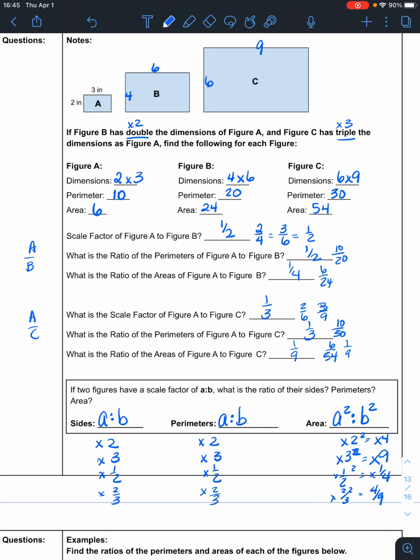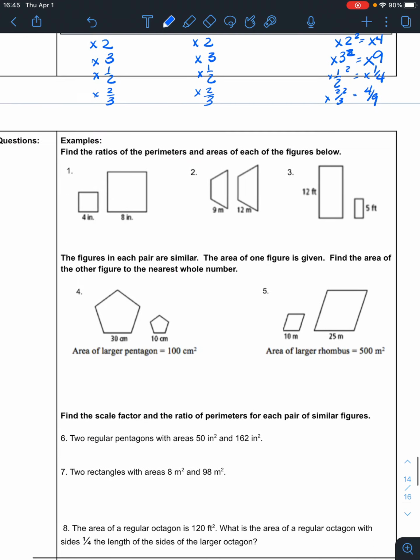Your perimeter has that same unit of measurement: feet, centimeters, inches. But area is feet squared, meters squared, centimeters squared. So that's your clue as to what you're supposed to do. Now, everything always comes back to the sides ratio. We want to know what our scale factor or our sides ratio is. Your scale factor and your sides ratio are the same thing.